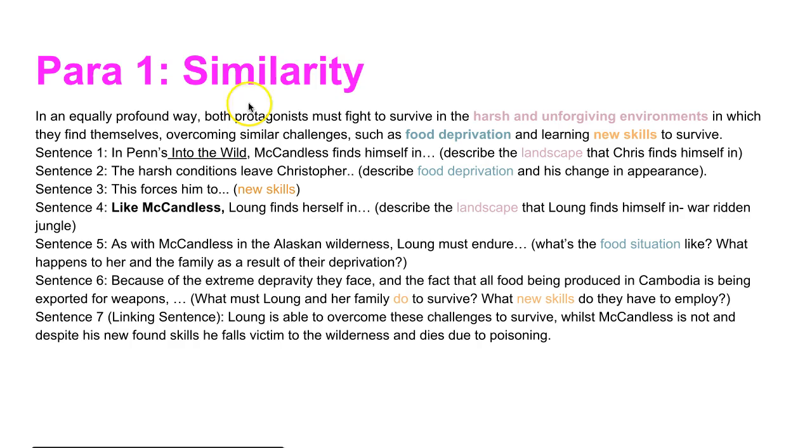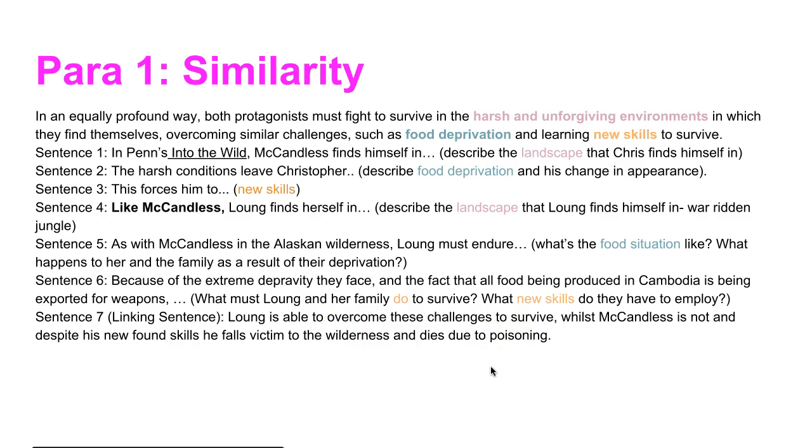I'm going to say like McCandless, because I'm focusing purely in this paragraph on a similarity. And I'm going to say Loung finds herself in, and I'm going to talk about that landscape. Then I'm going to go, as with McCandless in the Alaskan wilderness, Loung must endure, and I'm going to talk about the food situation. And then finally, I'm going to talk about the new skills she would have, and I've got sentence starters here if this is a paragraph you'd like to have a go at. And finally, my linking sentence.